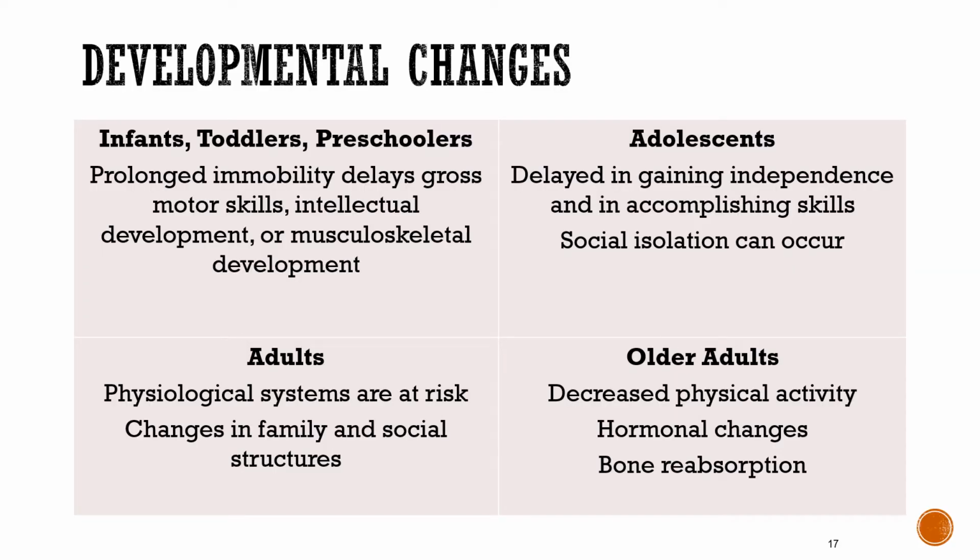So developmental changes are important because this is associated with immobility in the very young and older adults. Now, this course is only for adults and aging adults, but we do mention infants, toddlers, and preschoolers, which we'll learn about in pediatrics, and adolescents. Adults' physiological systems are at risk, with changes in family and social structures. And then older adults have decreased physical activity, hormonal changes, and bone reabsorption, which is a normal part of aging.